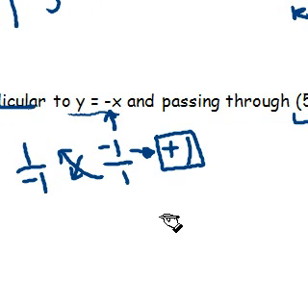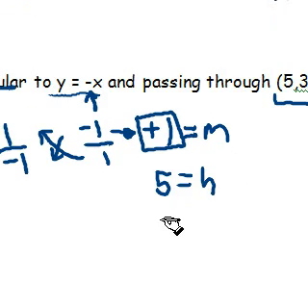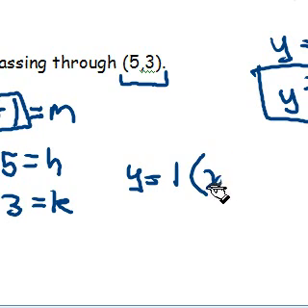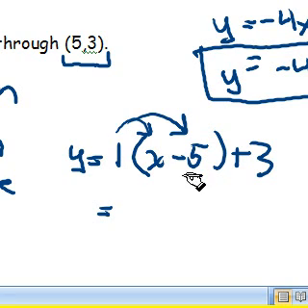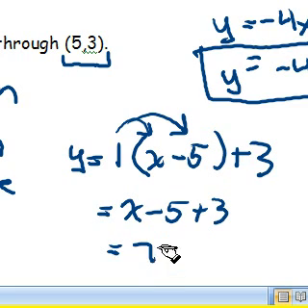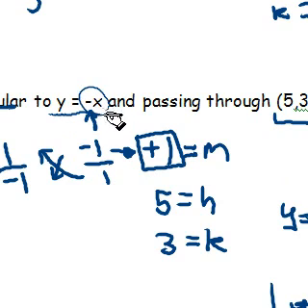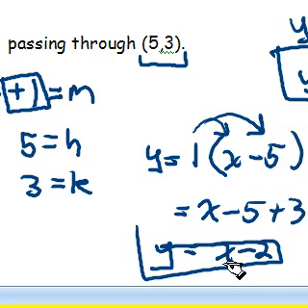So that slope is perpendicular. So great, we found our m. Let's find our h. 5 equals our h. 3 equals our k. So we have y equals 1 times the quantity x minus 5 plus 3. Our 1 distributes to each one of those terms, or we can think of 1 times anything as that anything. So x minus 5 plus 3 is equal to x minus 2. So the line y equals x minus 2 is perpendicular to the line y equals negative x, and it also passes through (5, -3). All right, let's move along to the last two here.